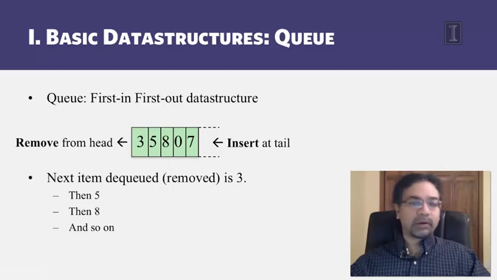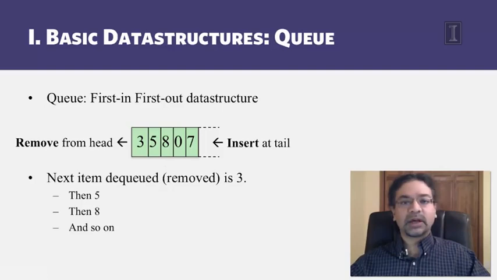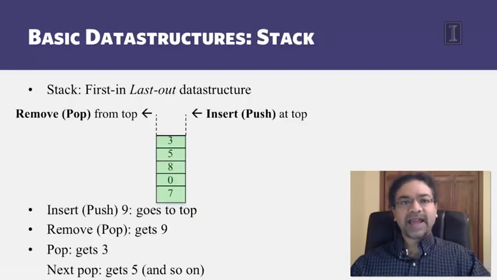Dequeues and removals as well as insertions can occur concurrently, so you can remove an element but at the same time also insert an element at the tail. So that's a queue, which is a first in, first out data structure. A different data structure is the stack, which is the first in, last out data structure.